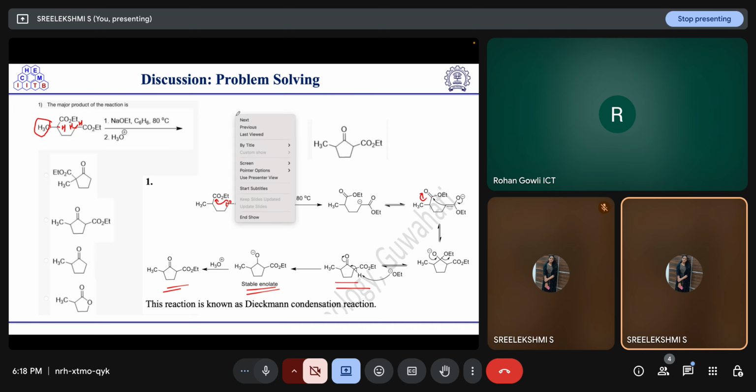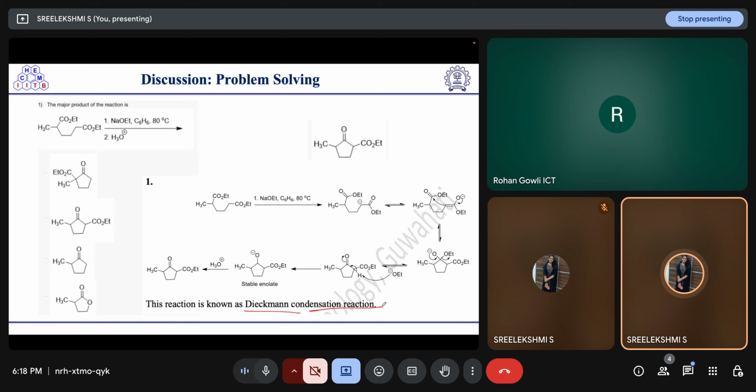So this kind of intramolecular aldol reaction is known as Dieckmann condensation reaction. Okay, so first proton abstraction from here and it is attacking over this carbon. So one, two, three, four, five. If a five-membered ring is forming, then that O minus will form. When O minus comes back, OEt will be leaving to give this product.